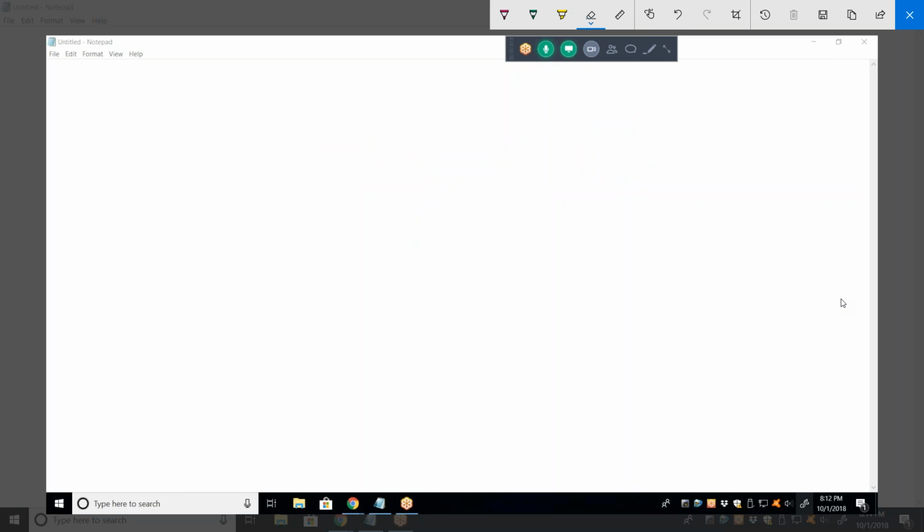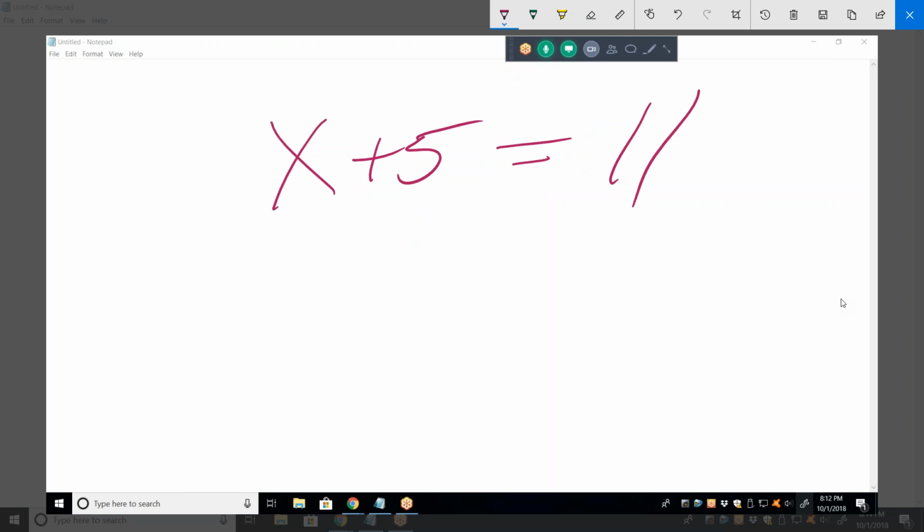What if I give you this? Solve that. That's 1. How would you solve that? Well, you just subtract 5 from 11. You get 1? Well, no, you subtract, well, x equals 6. That's the solution. It's not 1. It's 6.